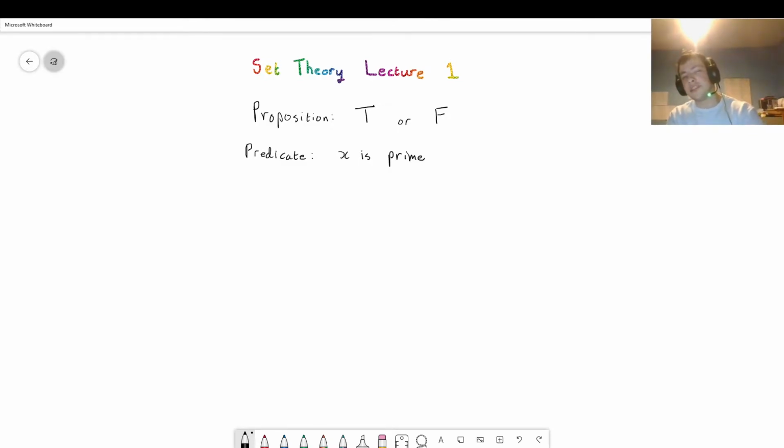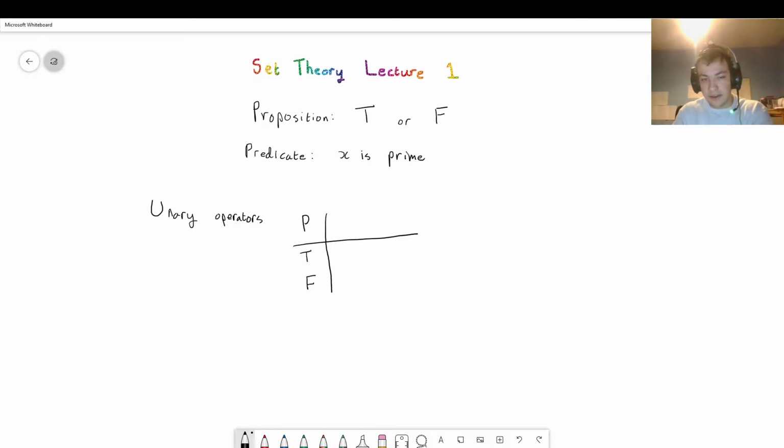Obviously, if we just have a set of isolated propositions and predicates, that's not very useful. We can't do anything with that. So we need a way to build things. Okay, so what we need is operators. So we start with unary operators, which take one proposition and return another proposition. Okay, so if we say P is our proposition, which can be either true or false, then we can draw this truth table. And so we have the identity of P, which is just going to be true or false, depending on what P is.